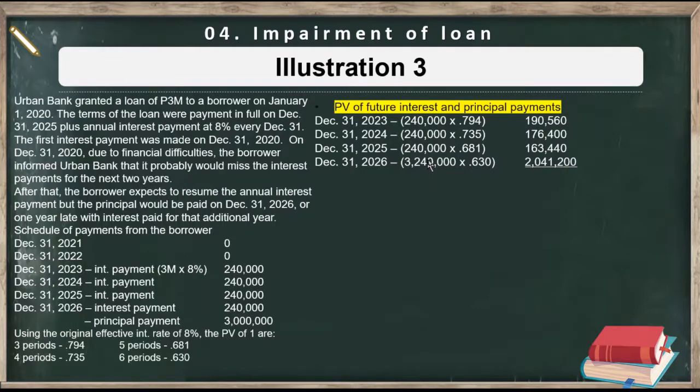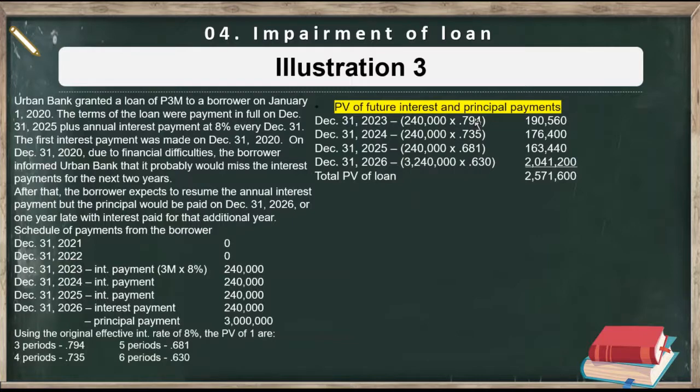But if you want to do it one by one, you can multiply the 240,000 times 0.63 and 3 million times 0.63. So you will still come up with the same total, 2,041,200. And sum it up, that would be the total present value of the loan.